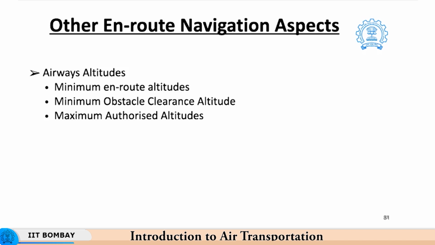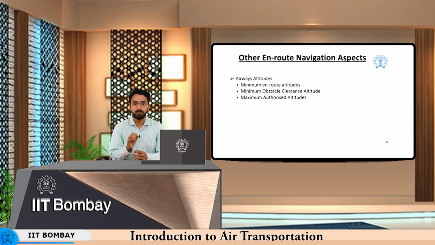Minimum en route altitude corresponds to the minimum altitude at which the aircraft can operate, depending on the reception of the signal. So these are determined by the minimum altitude at which efficient signal reception can be obtained, while also complying with the minimum obstacle clearance available en route.